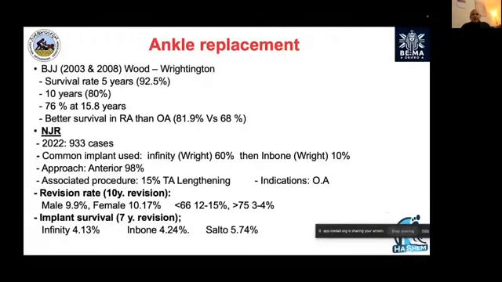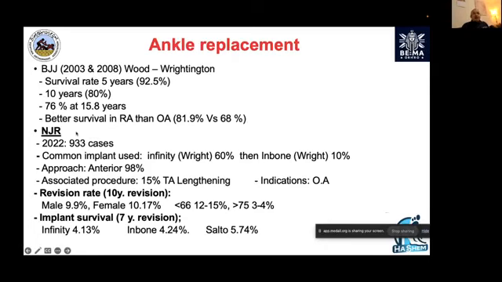So what is the situation at the moment? Where are we? If you see these 2 studies coming from Wrightington, a big arthroplasty unit, in BJJ 2003 and 2008, they found that the 5-year survival was about 92%. It is not great like the hip or the knee, but 92% is not bad. This went down to 80% at 10 years, and at 15 years it becomes 76%.